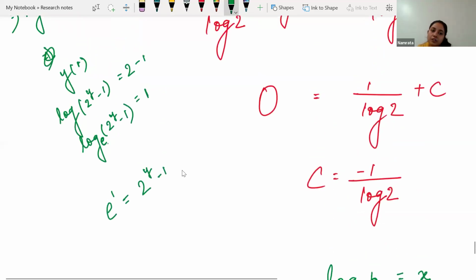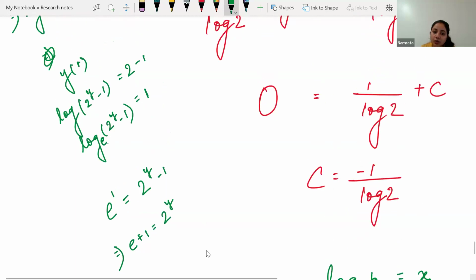If we have the base as e, from the very beginning we have taken the log. The base can be natural log e or the base can be 10, whatever we are taking. So here we can write it as e plus 1 is equal to 2 to the power y.